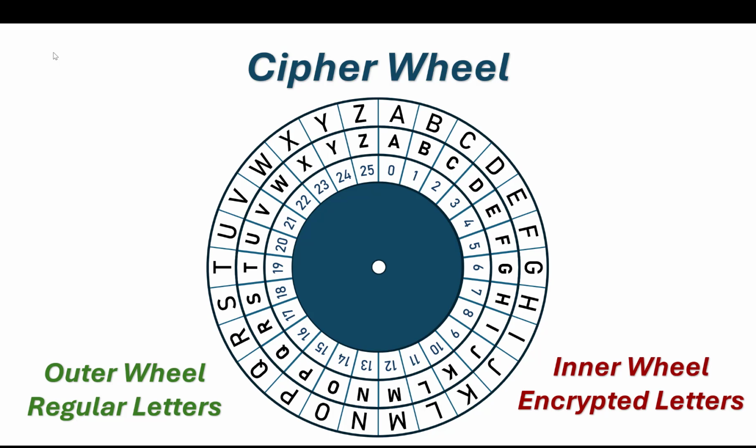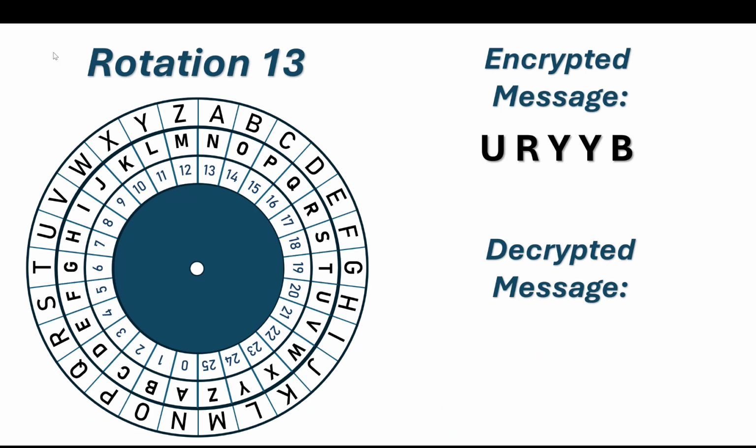The inner wheel and numbers go together. They turn together. Those are the encrypted letters. Right now I've got it where A is A, B is B, C is C, so there's no encryption going on. If you turn the middle though to rotation 13, which we were practicing a while ago with hello, the encrypted message was URYYB.